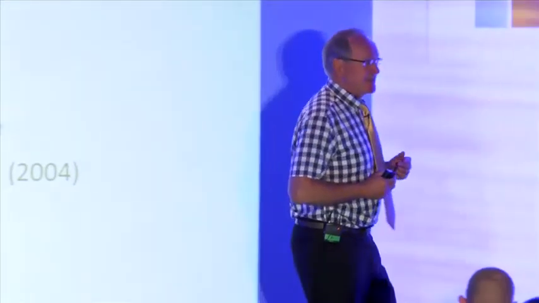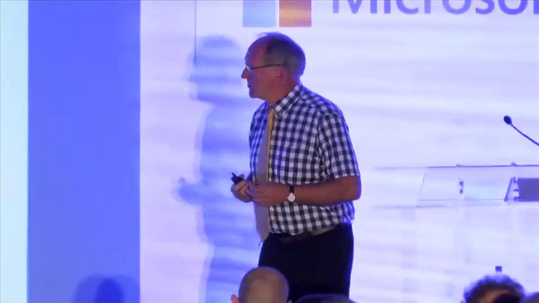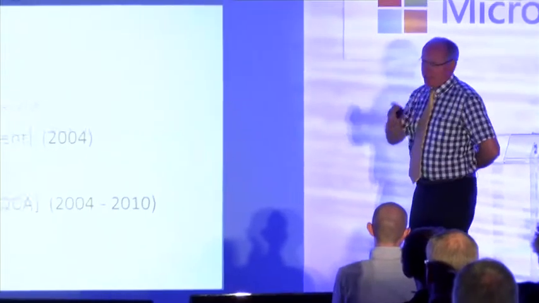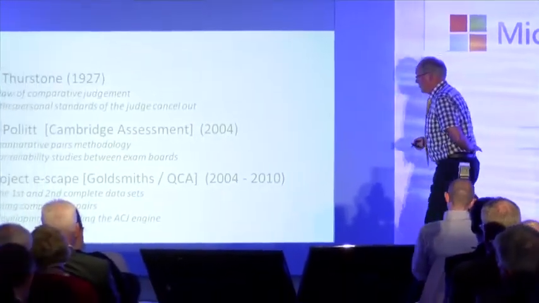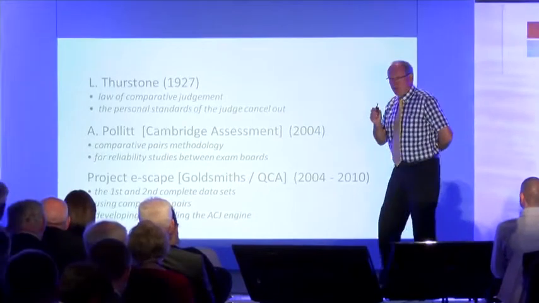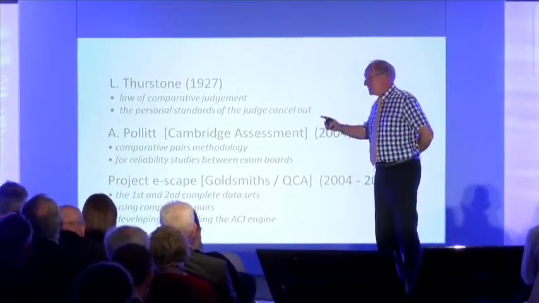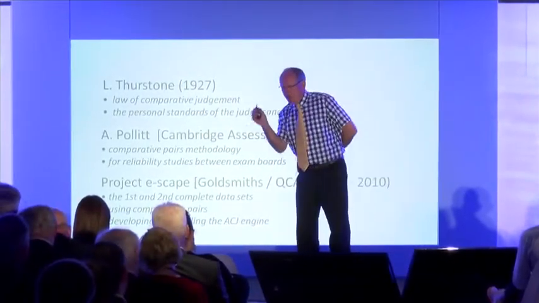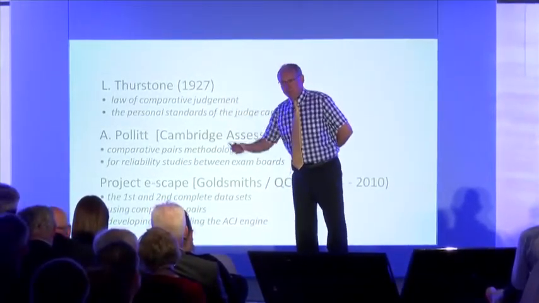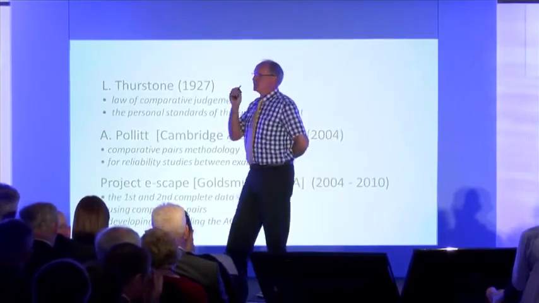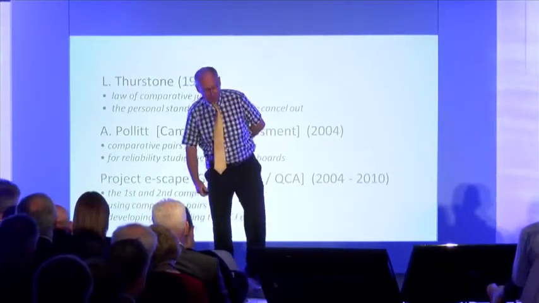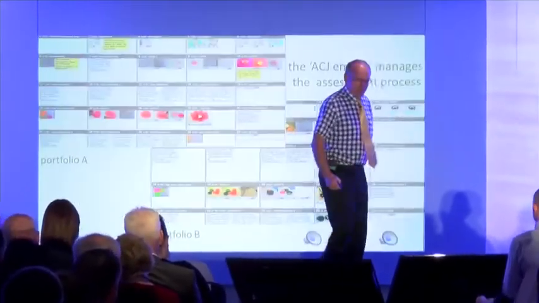Alistair Pollitt used this as a device to do reliability studies for Cambridge Assessment. And then in Project e-scape, which we were running at Goldsmiths, we used it as a frontline model of assessment. So instead of using comparative judgment as a check on judgments that have been made already, we have used it for doing frontline assessment, for doing the only assessment of a piece of work.